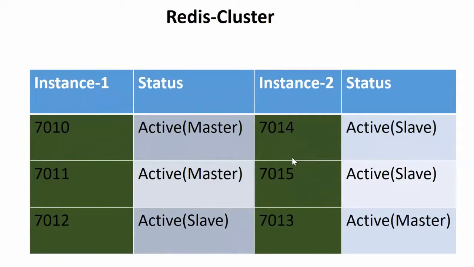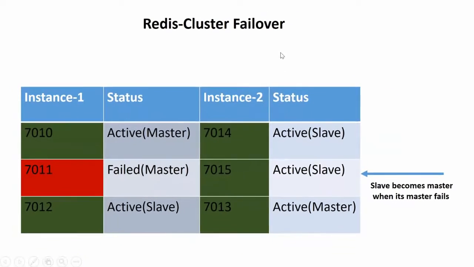I have 2 Google Cloud instances, and the platform is Debian 9, where I have installed Redis server. As you can see here, on the first instance, I have 2 masters and 1 slave running on ports 7010, 11, and 12. And on the other instance, I have 2 slaves and 1 master running on the ports 7014, 15, and 13. And I'm also going to show you how Redis cluster handles the failover.